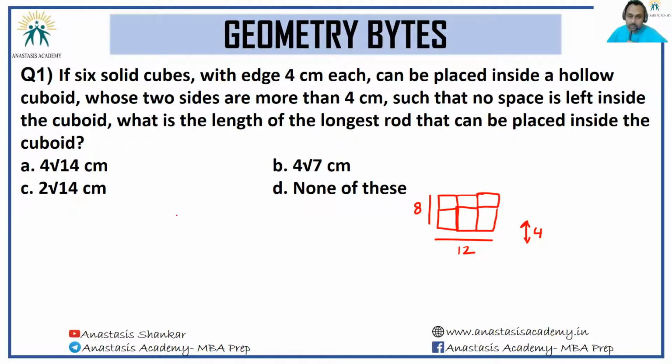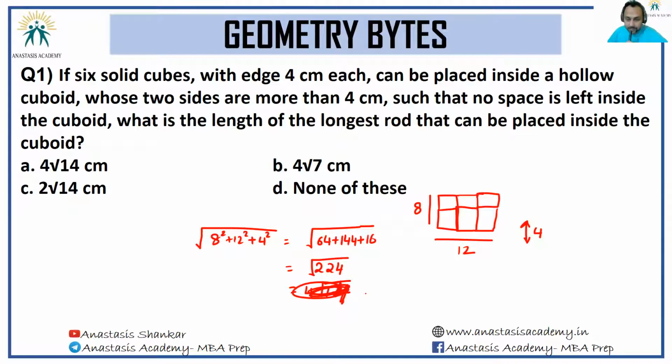So the largest rod or the body diagonal will be given by under root 8 square plus 12 square plus 4 square, which translates to 64 plus 144 plus 16, which is as good as 224, which is as good as 4 root 14. Sorry, not 4 root 17, 4 root 14. This is 16 into 14. Under root 16 into 14, which will be equal to 4 root 14, or option A.